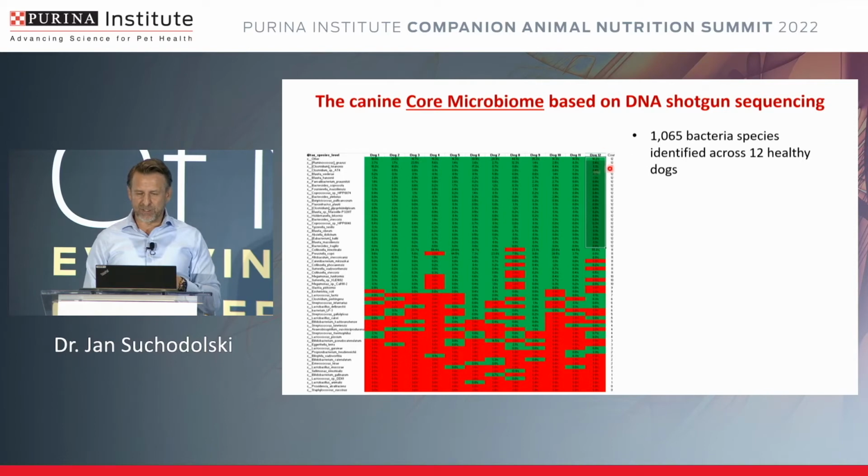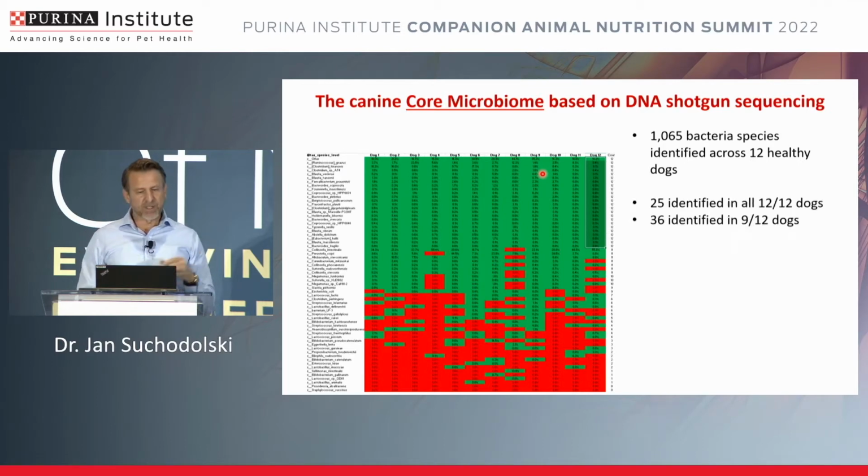So I'll give you an example. This is a study we just recently did. We looked at shotgun sequencing. That means we can really identify bacteria on a species level. And yes, we identified almost 1,000 bacterial species across 12 healthy dogs. But when you look carefully, those in green are present, those in red are absent. You can really see that there are actually only a few bacterial species that are consistently present in every single healthy animal. Okay? So 25 of them were identified in all healthy dogs.